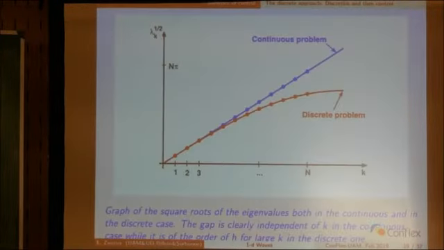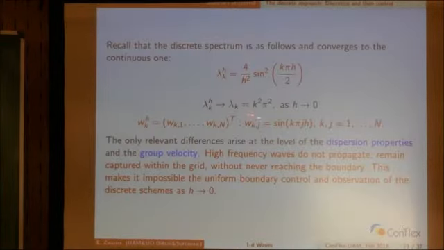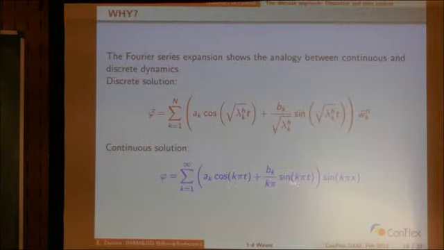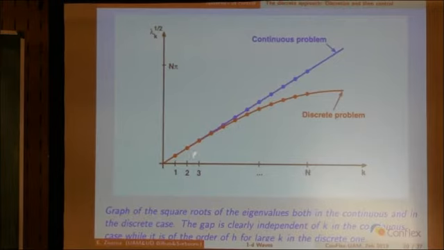What is wrong? I draw the square root of the eigenvalues, and for the continuous wave equation, the eigenvalues are k squared pi squared, so the square roots are k pi, as in here. So they are aligned in this blue diagonal line, k pi, right? The gap between one and the other is always pi, pi, pi, pi, right? Because this is k pi.